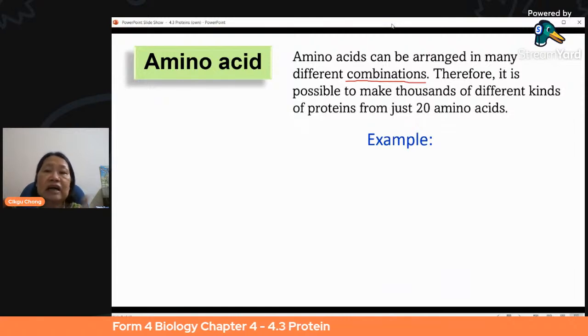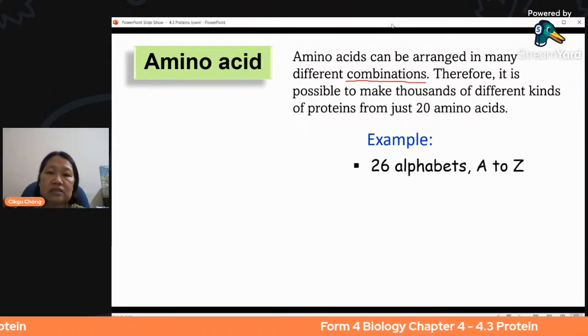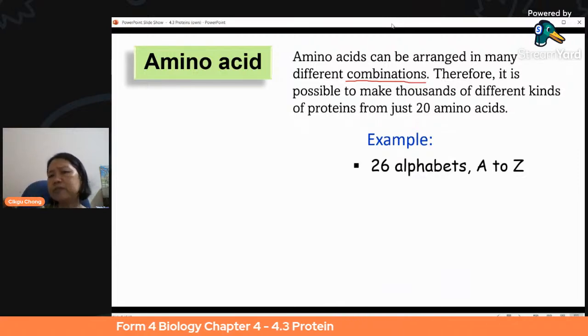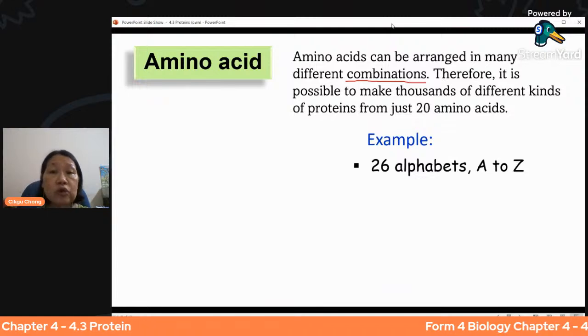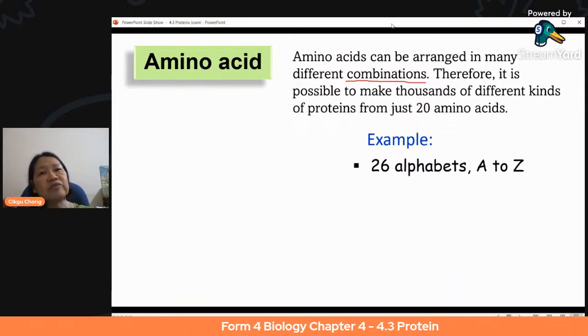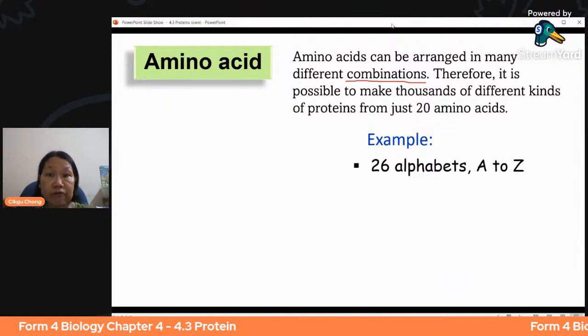Now, just look at the number of letters that we have in English. When you learn your ABCs, right? They're all together 26 alphabets, right? A to Z. Now, from these 26 alphabets, does it mean you only have 26 letters or 26 words? You don't have 26 words only, right? In the English dictionary, you've got 200,000 words that you can form.